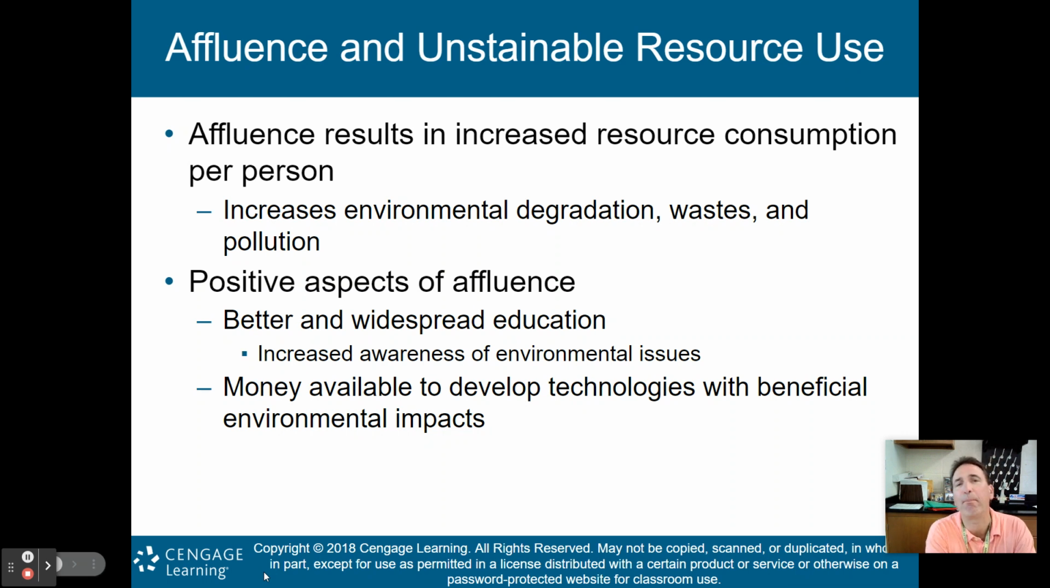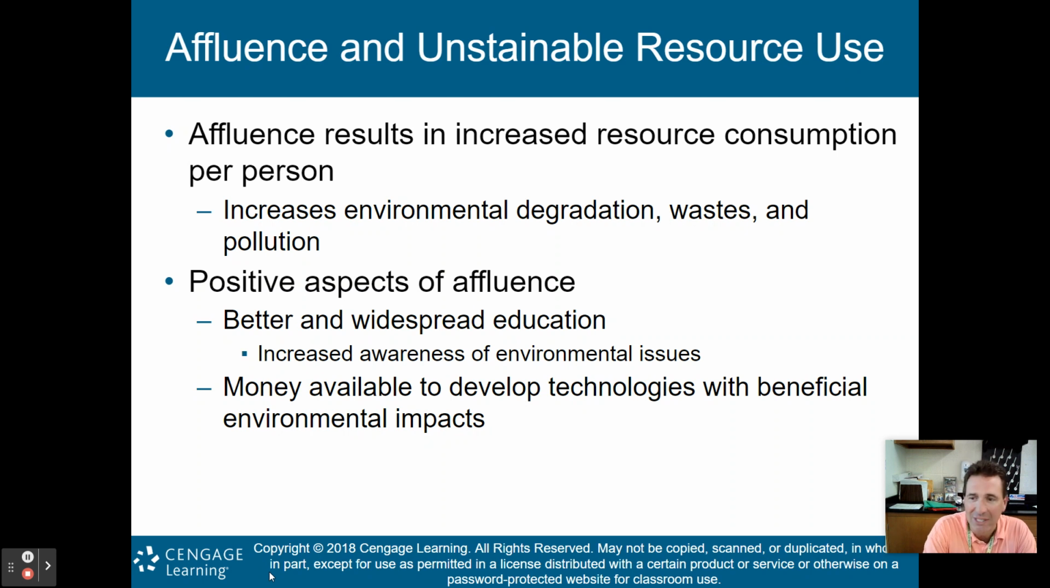If you remember from part one, we were talking about how the more developed countries, while having the least amount of population, use the most amount of resources as compared to the developing countries. So affluence results in increased resource consumption per person. But this, of course, increases environmental degradation, waste, and pollution.